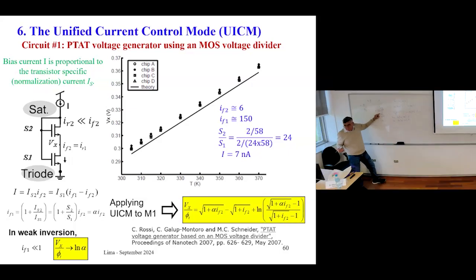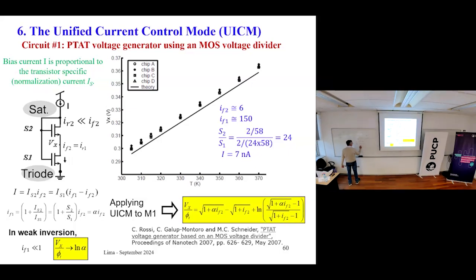Okay? Then you can say that IF1 or IR1 equals IF. So let's rewrite this expression like this. This is ISH times S2 times IF2. And the second expression, I can rewrite it as ISH times S1 times IF1 minus IF2.